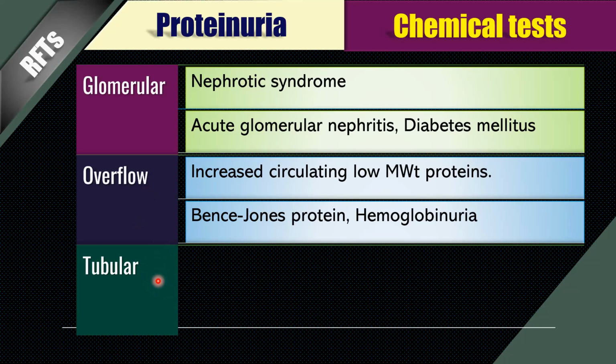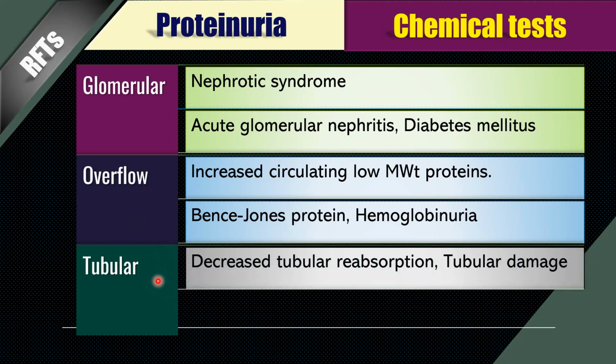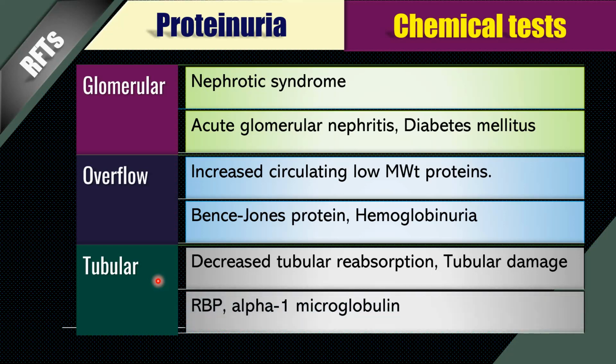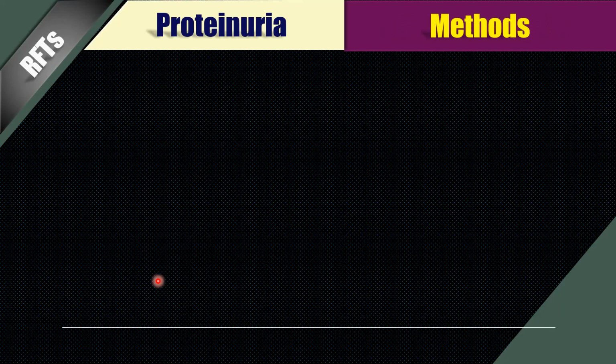Coming to tubular proteinuria, this is due to decreased tubular reabsorption of the filtered proteins, or maybe tubular damage. Here in tubular proteinuria, there is decreased GFR, which we are going to study in the next video. And in tubular proteinuria, we could see retinol binding protein and alpha 1 microglobulin. These protein concentrations are elevated in tubular proteinuria. So now we know what proteinuria is and what the reasons for proteinuria are.